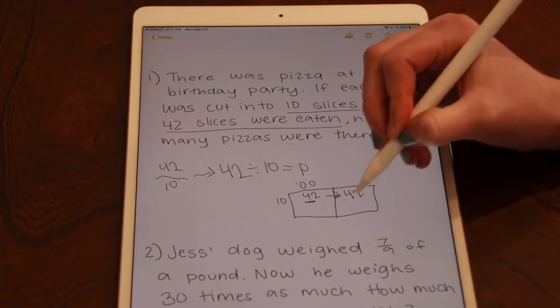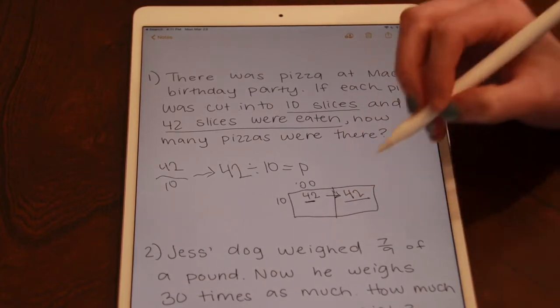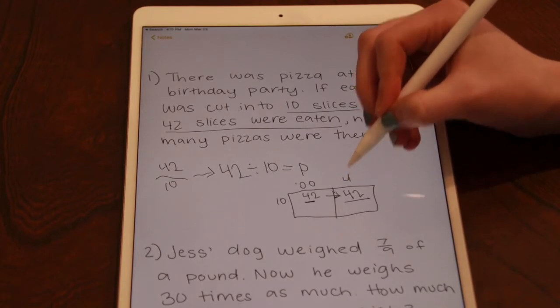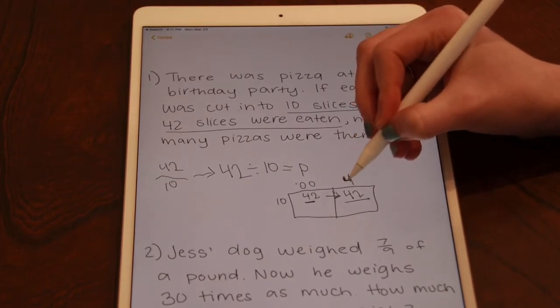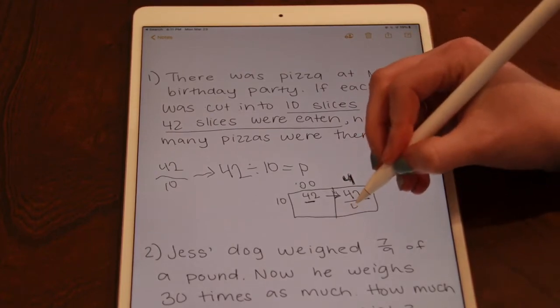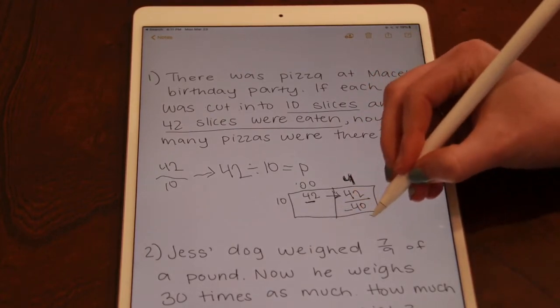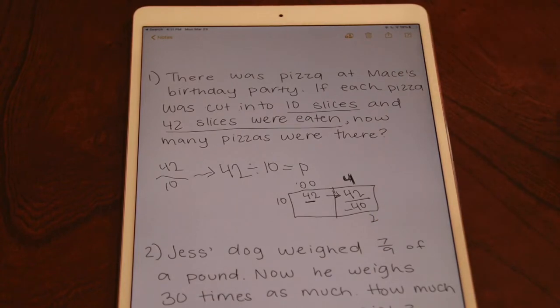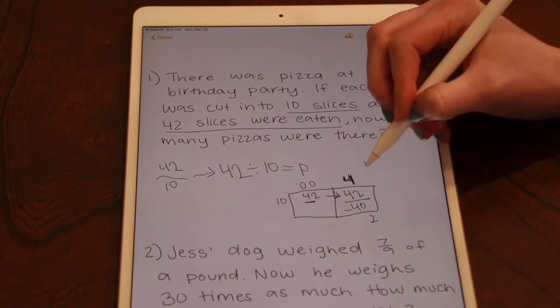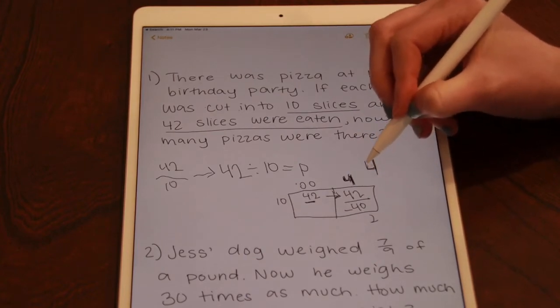Now this is where I look at the whole number. Okay, so I count by tens. 10, 20, 30, 40. It fits in there 4 times. Wow, it's hard to write like this sometimes. 4 times. And I put my 40 here, and I can subtract. And I get 2 left over. So the 10 fit in that 42 4 whole times. So I put 4 as my whole number.